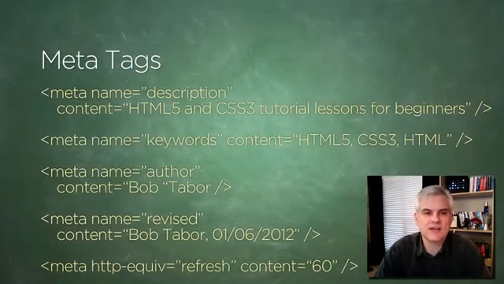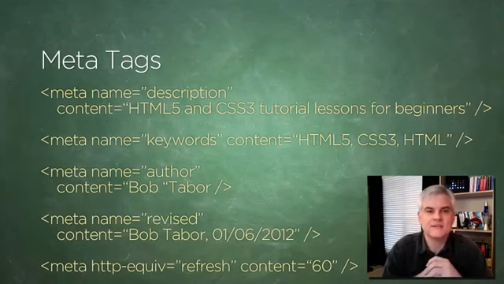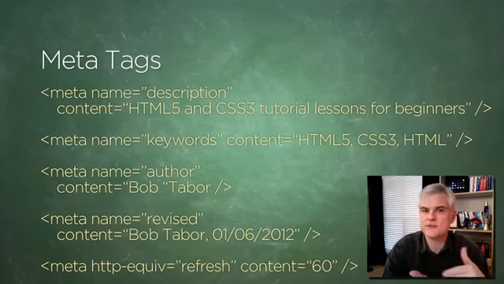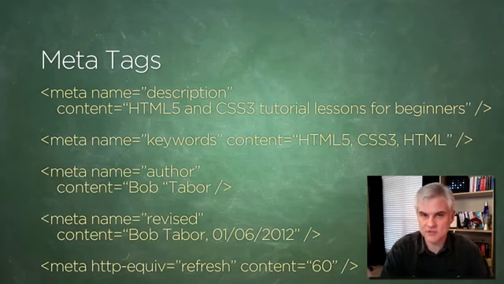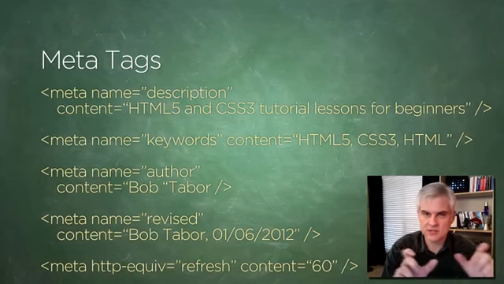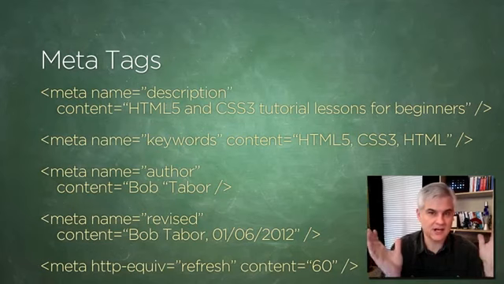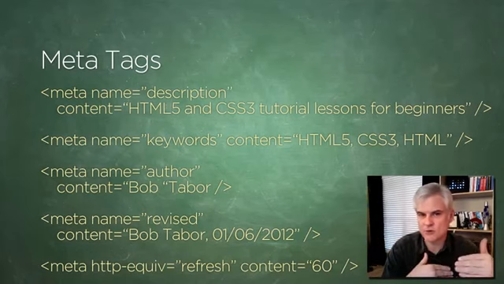Well, take a look on screen. I've got a couple of examples here. We have a description, a keywords, an author, a revised, and then also a refresh. And so some of these are used purely for SEO purposes. For example, description just allows you to explain the purpose of this given web page. Same thing with keywords: what keywords are closely aligned to this web page, so that if somebody's searching for it, the given search bot, engine bot, might use this to help determine your ranking.